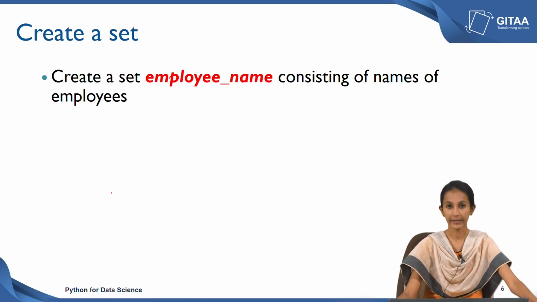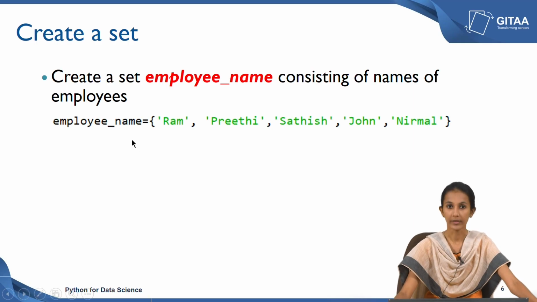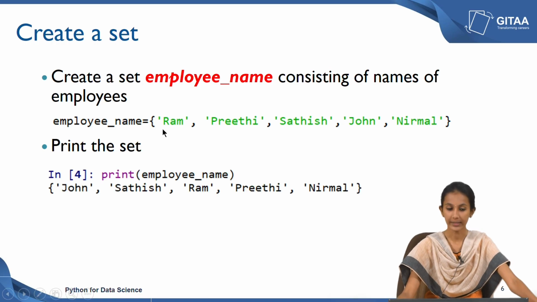We will create another set called employee_name consisting of the employee names. So, employee_name is the set name, consisting of Ram, Preeti, Satish, John and Nirmal. This set has 5 values. Let us print employee_name, which is a set.